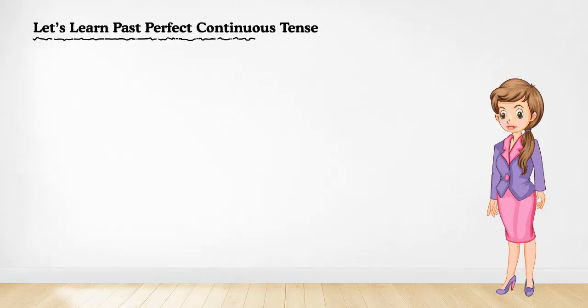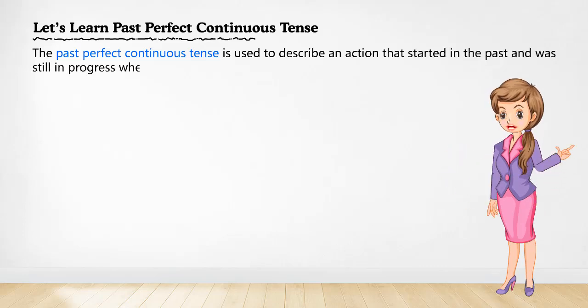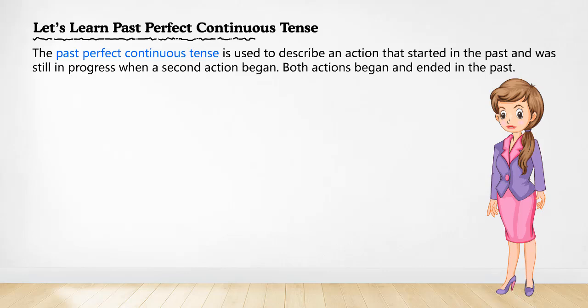Let's learn past perfect continuous tense. The past perfect continuous tense is used to describe an action that started in the past and was still in progress when a second action began. Both actions began and ended in the past.